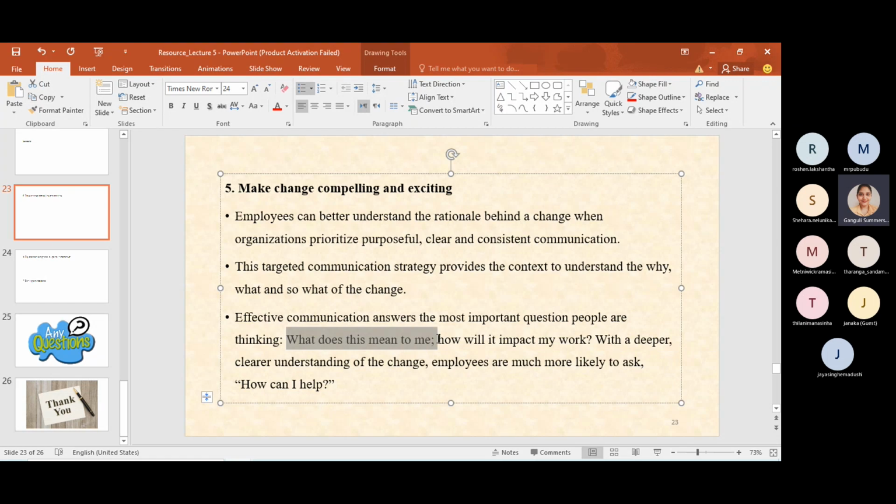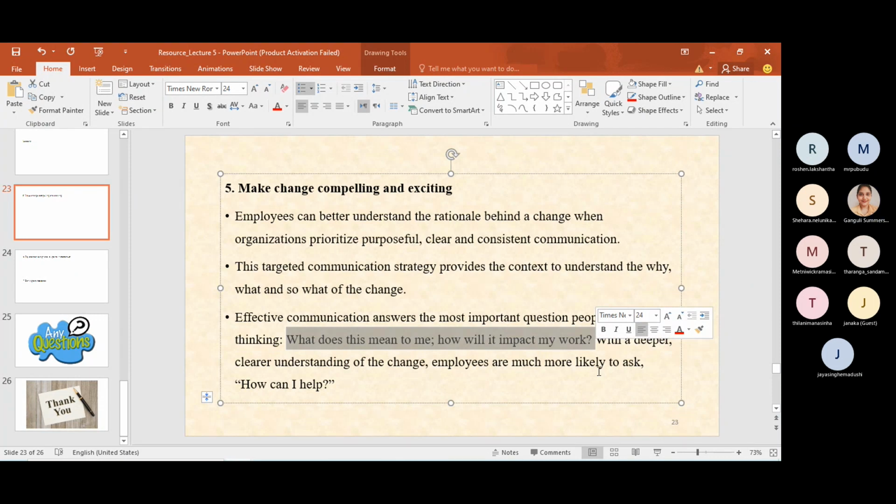What does this mean to me? How will it impact my work? Okay, and with a deeper, clearer understanding of the change, employees are much more likely to ask, how can I help? Okay, so once they know what the advantages are that they are getting, they will ask these questions of themselves. What does this change mean to me? How will it impact my work? What will I get in return?